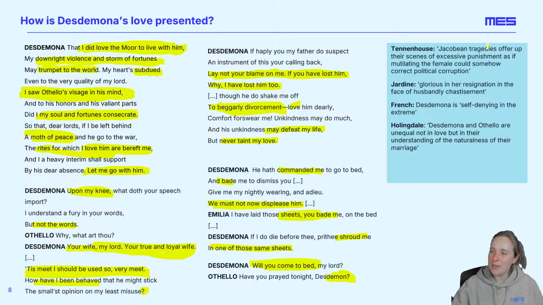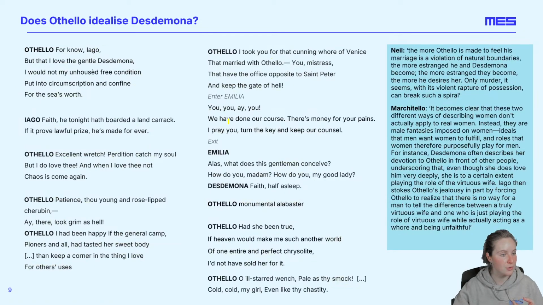Tenenhouse says that Jacobean tragedies offer up their scenes of excessive punishment. So again, this idea of punishment for women within marriage, that could be a whole line of argument itself, right? Jardine, again, glorious in her resignation. French, she's self-denying. And Hollingdale says Desdemona and Othello are unequal, not in their love, but in their understanding of the naturalness of their marriage. So Othello seems to think that their marriage is unnatural and thus immediately believes that it would be threatened. Desdemona seems to think their relationship is natural and thus is confused as to why they would ever think it would be unnatural or why it would be threatened.